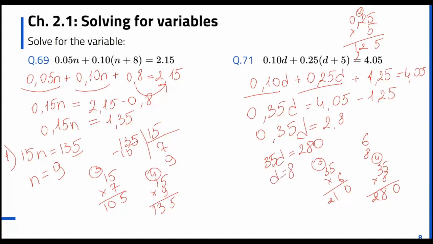Remember that you can do this only if you can see from scratch what number you need to multiply by, because if you try a lot of numbers, it will waste a lot of time. So you have time to copy the solution.